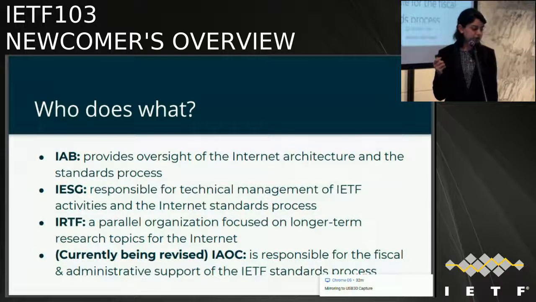So I'll give you, just for the sake of completeness, a little bit of overview of a few of them. So IAB, it's Internet Architecture Board. It basically provides an oversight of the internet architecture and the standards process in the long run. IESG is Internet Engineering Steering Group. This group is responsible for the technical management of IETF activities and the final approval of the internet standards process documents.